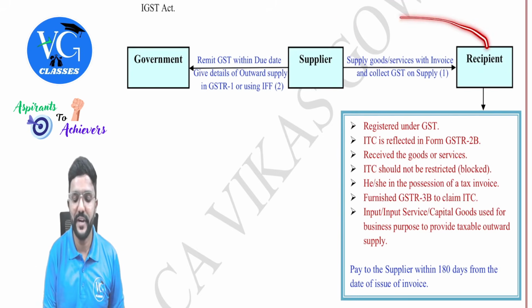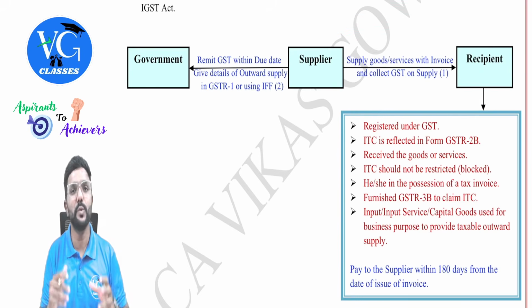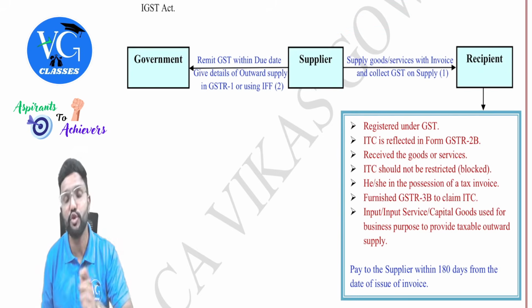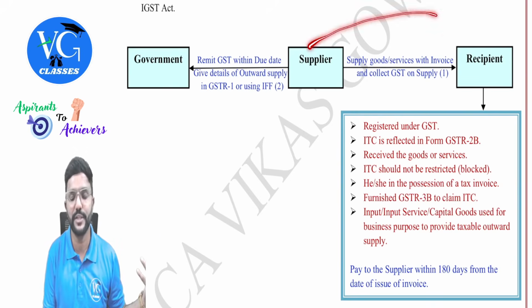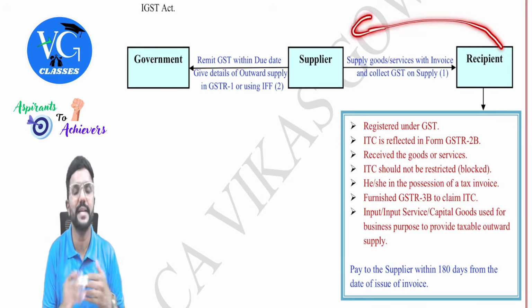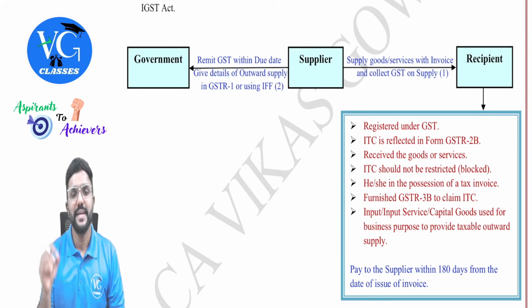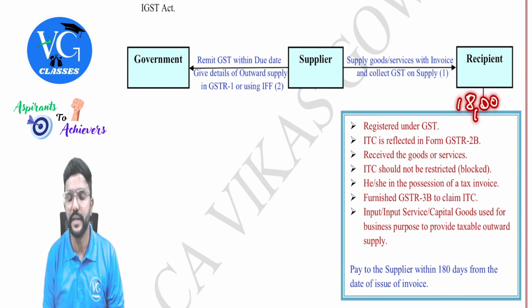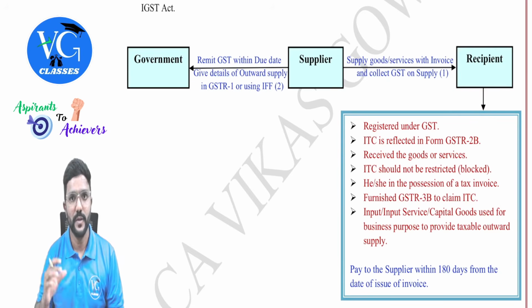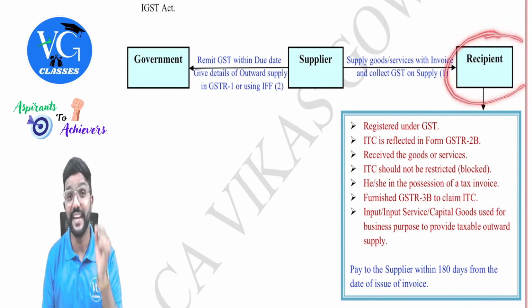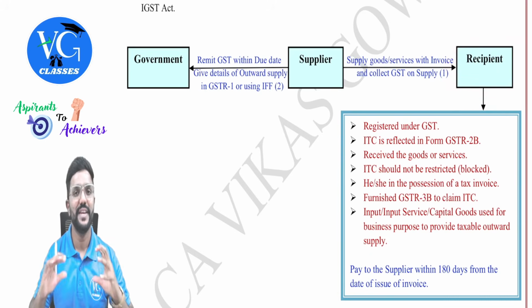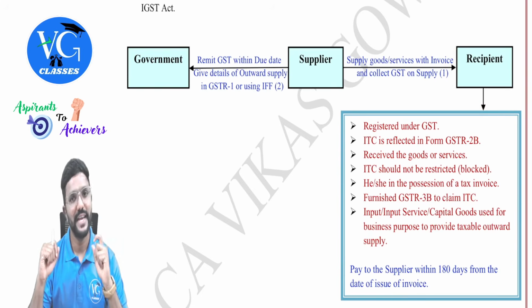But if the recipient fails to pay to the supplier within 180 days from the date of issue of invoice, the supplier has issued the invoice and within 180 days the recipient has not paid. In that case, the recipient, if he has already claimed credit, needs to reverse it. Entire 18,000, he needs to reverse it. So after the expiry of 180 days, whatever credit the recipient has claimed, he has to reverse it.